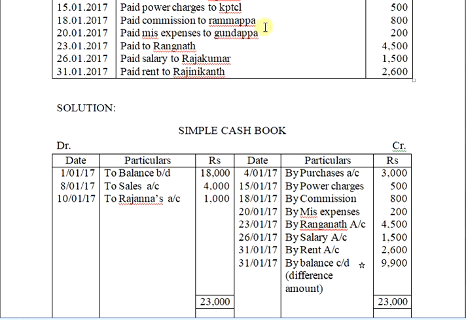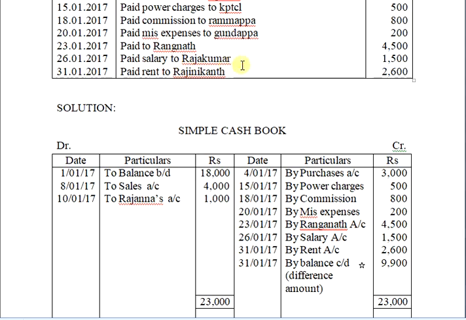When we pay miscellaneous expenses, what happens? Our cash balance reduces. On 20/1/2017, by miscellaneous expenses 200. Again 23/1/2017, paid to Ranganath rupees 4500. When we pay, what happens? Our cash balance reduces. It should be recorded under the credit side, by Ranganath account 4500.